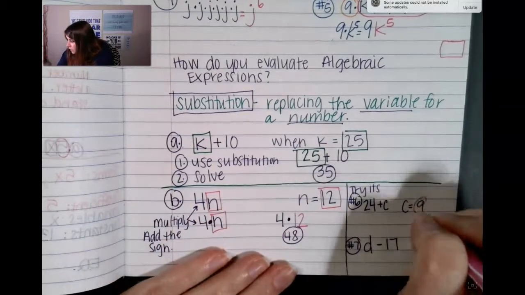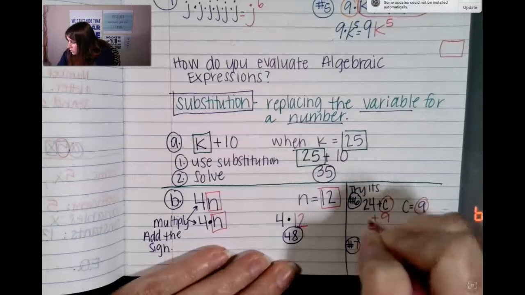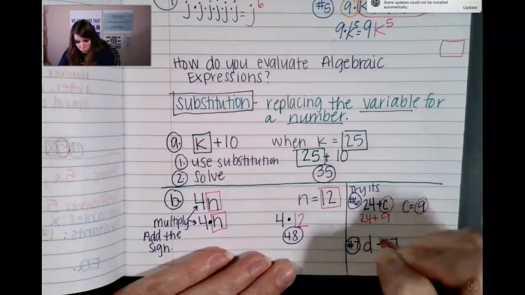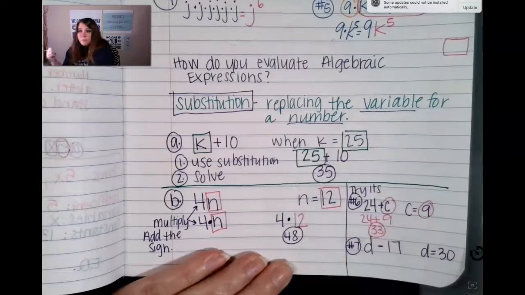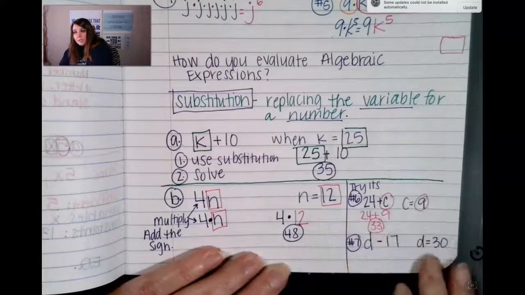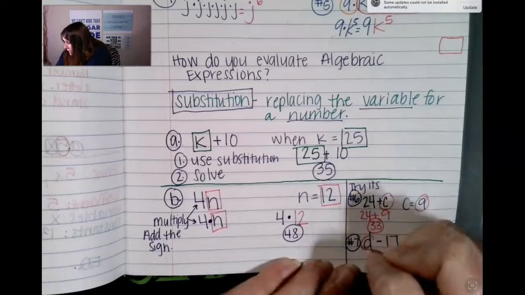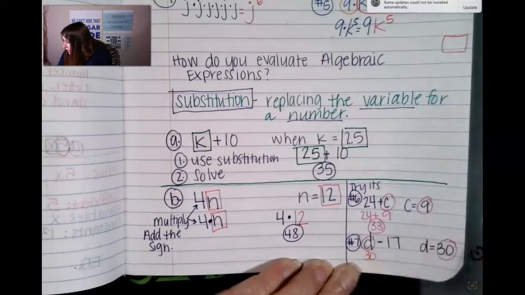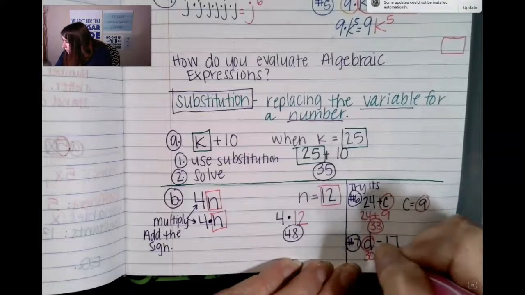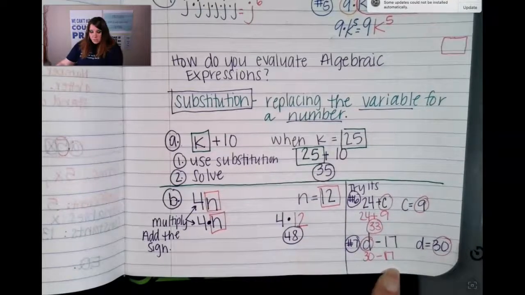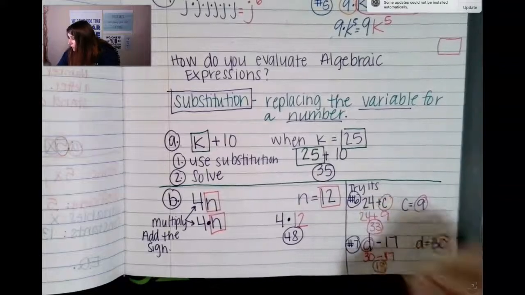All right, so I know C is 9. So where I see the C, I'm going to put a 9. 24 plus 9, and 24 plus 9 is 33. Okay, on this one, D equals 30. So where I see a D, I'm going to put 30. And 30 minus, sorry, that one is crazy. 30 minus 17 gives me 13.